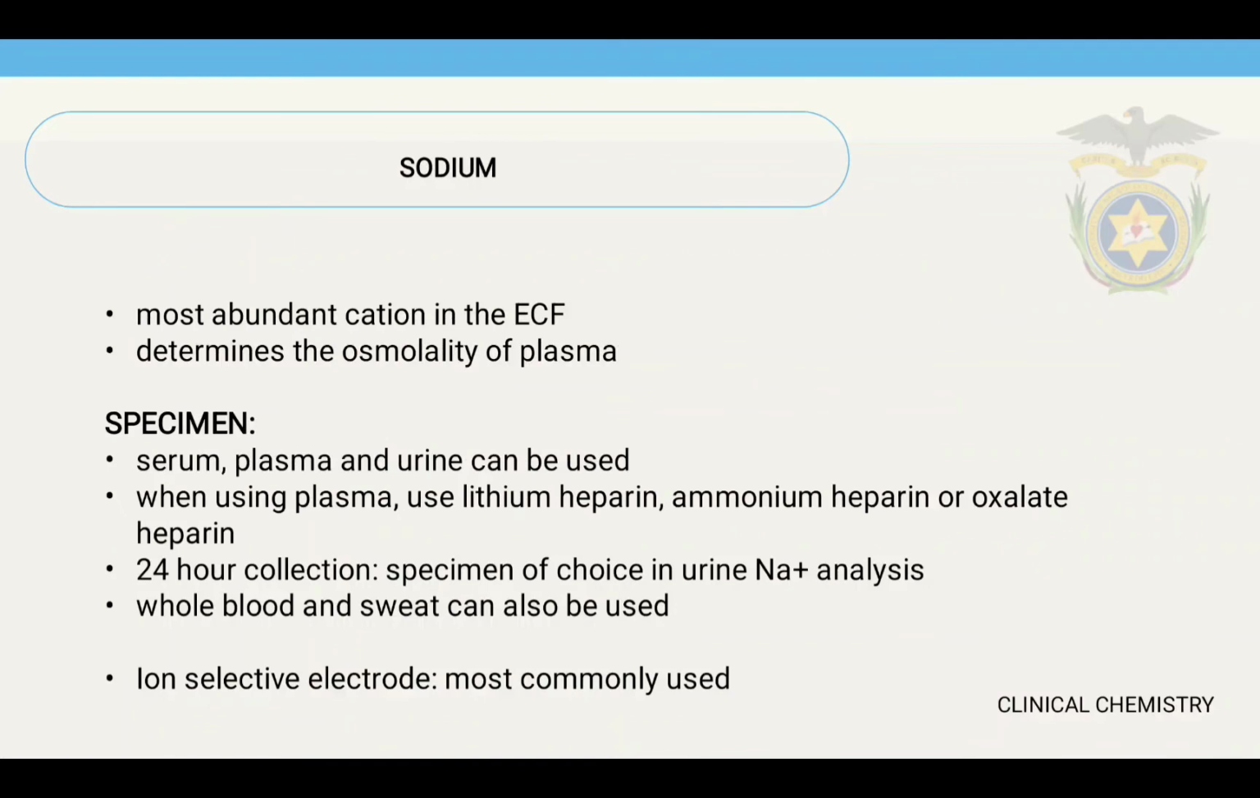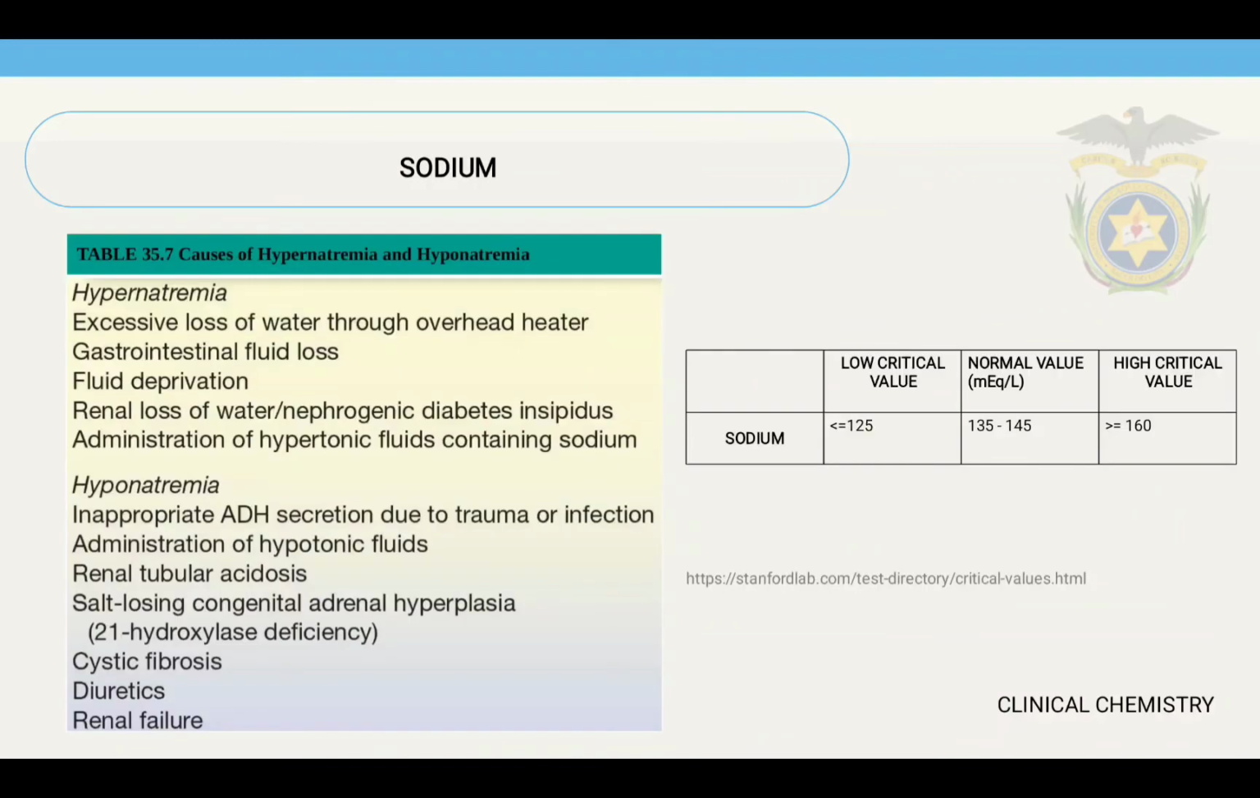First up is your sodium. Sodium is the most abundant extracellular cation, and it determines the osmolality of your plasma. When collecting specimens for your sodium measurement, serum, plasma, and urine can be used. Take note that when using plasma, use lithium heparin, ammonium heparin, or oxalate heparin. A 24-hour collection of your urine is the specimen of choice in urine sodium analysis. Whole blood and sweat may also be used as specimens. In the case of sodium, an ion-selective electrode is most commonly used in the laboratory to measure your sodium levels.